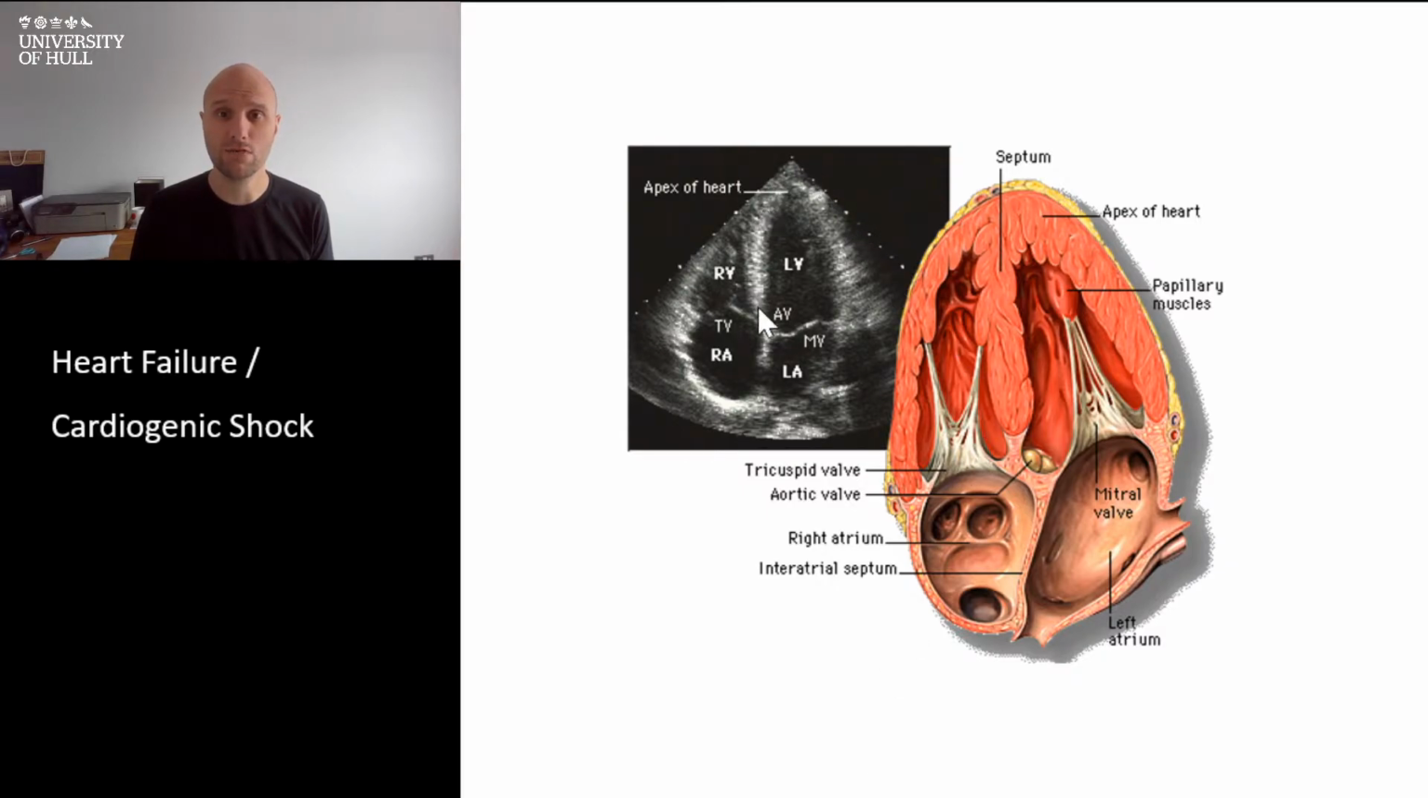So the bit I want you to focus on is this bit here I'm just pointing to with the cursor where it says LV, the left ventricle. And we can see the septal wall here, the free wall here, and the annulus where the mitral valve sits. And in a healthy heart, you would expect to see these three structures coming together and squeezing out the blood within the left ventricle.